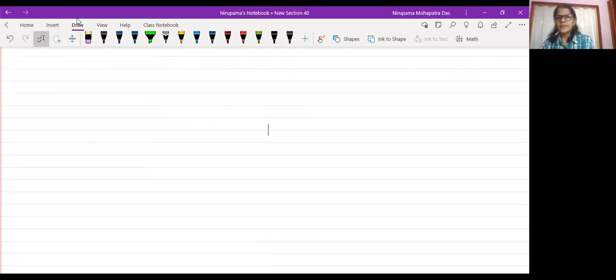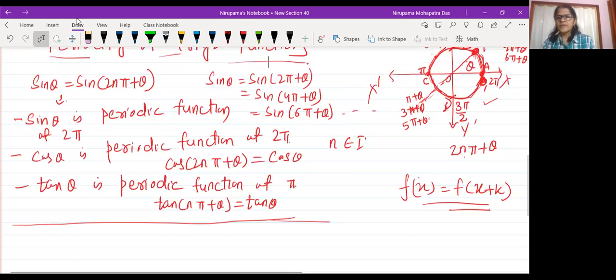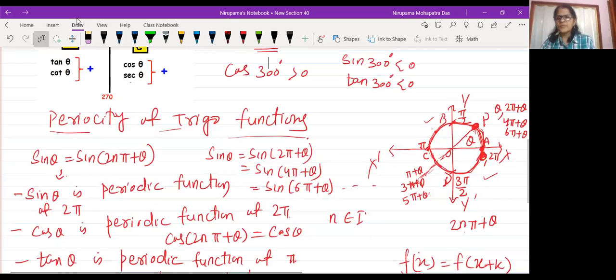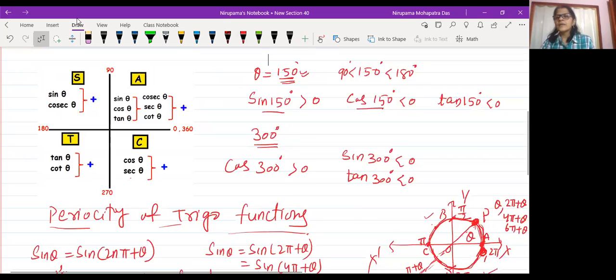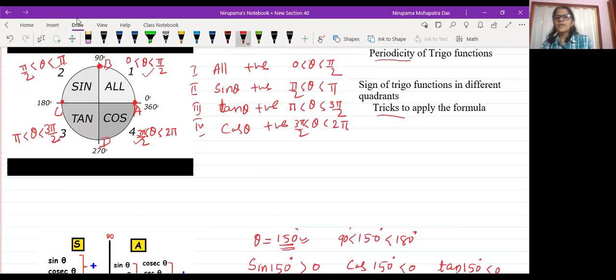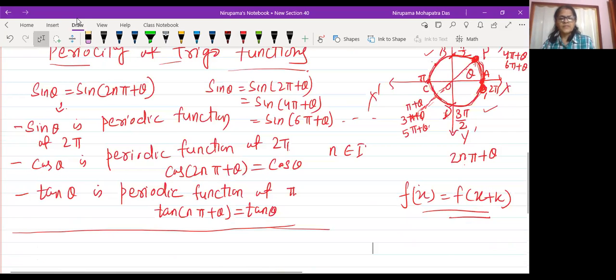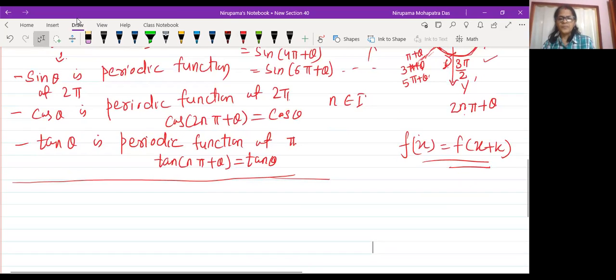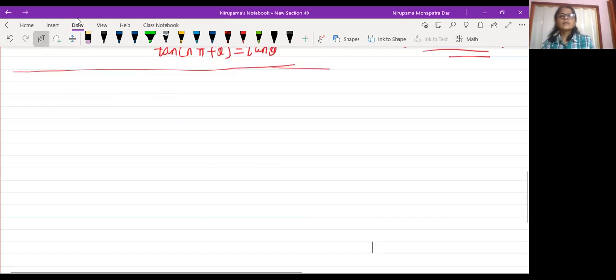Next, let me see what we have planned to study today. Our plan is like we have covered the ASTC rule, then we have covered periodicity of trigonometric functions, then next is the sign of trigonometric functions in different quadrants. This is a very important concept in trigonometry, and it is actually the basis of everything.